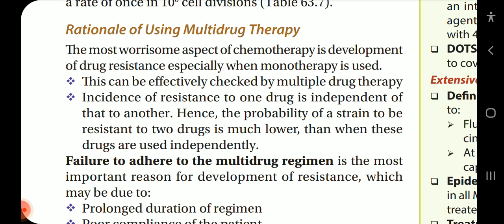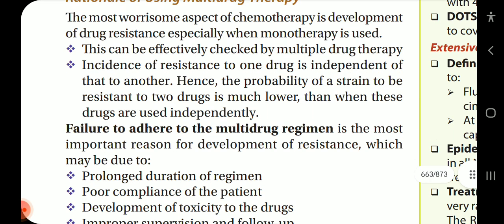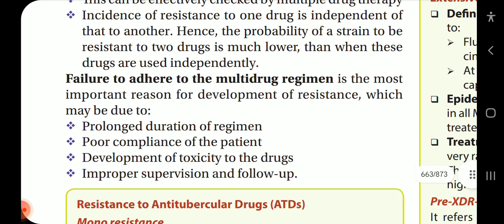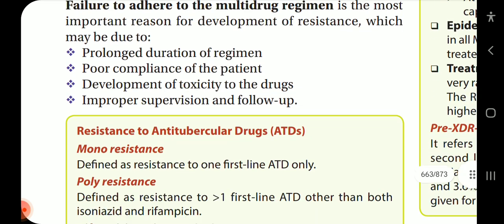This can be effectively checked by multiple drug therapy. Incidence of resistance to one drug is independent of that to the other. Hence, the probability of a strain being resistant to two drugs is much lower than when these drugs are used independently. Failure to adhere to the multi-drug regime is the most important reason for the development of resistance, which may be due to prolonged duration of the regime, poor compliance of the patient, development of toxicity to the drugs, and improper supervision and follow-up.